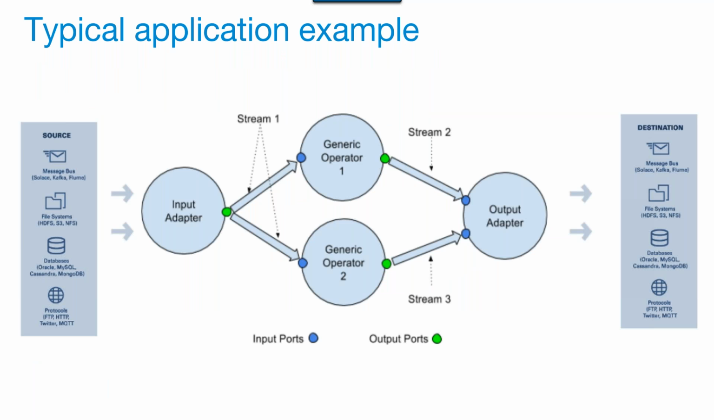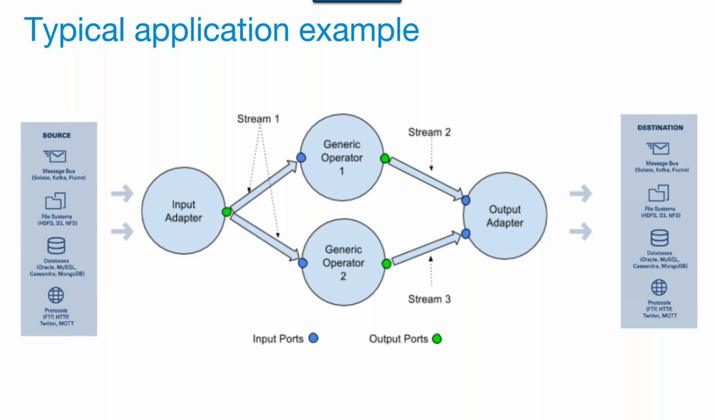Now let's move on to the application example. Here you can see the green circles and the blue circles. These are the ports, and ports are classified into two kinds: input ports and output ports. The blue circles represent the input ports, which are used to get the data from the previous operators, and the green circles represent the output ports, which emit the tuples to the next operator.